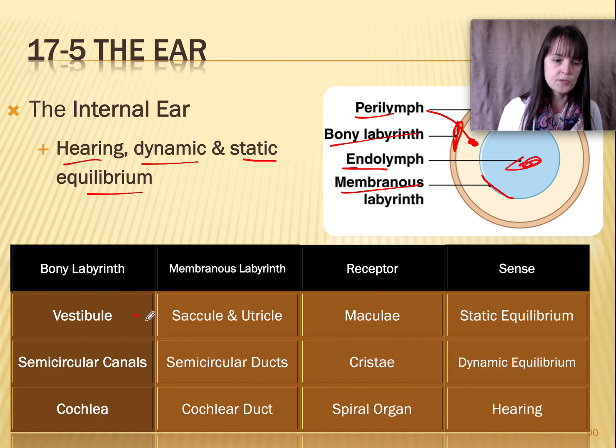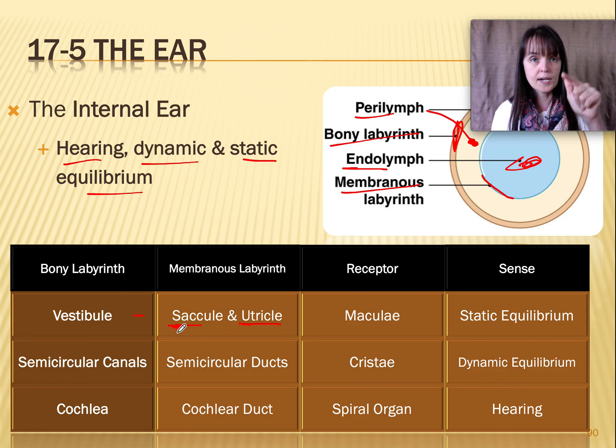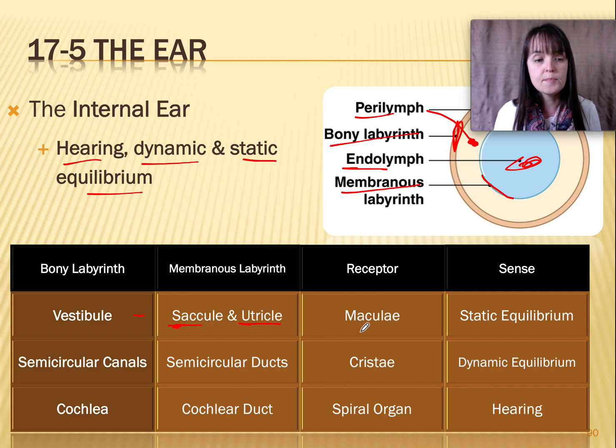So the bony labyrinth is the vestibule, and it contains two membranous labyrinth structures called the utricle and the saccule. The utricle is the superior one and the saccule is inferior. So if you're going top to bottom, it says U-S, us, the utricle and saccule. The receptors, one in the utricle and one in the saccule, are the maculae, and they monitor your static equilibrium, and we'll talk about that.